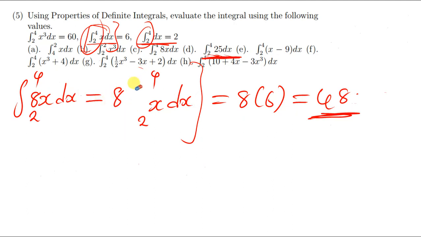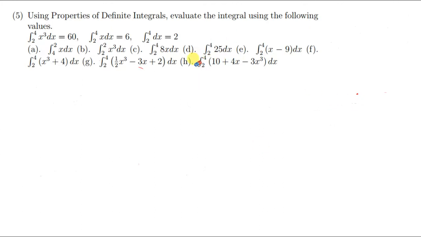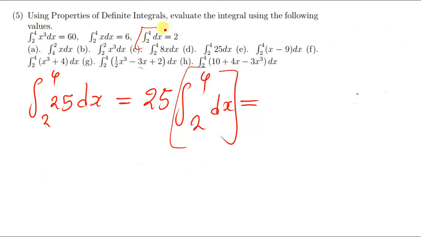Okay, let me just do it quickly as well, so that you don't get confused. You understand what I'm talking about. So we've been given to find the integral on the limits 4 and 2 of 25 dx. So this can be written as 25 times the integral of dx from 4 to 2, which will give us what? Because this part has been given, we just have to say 25 times 2. This gives us 50.